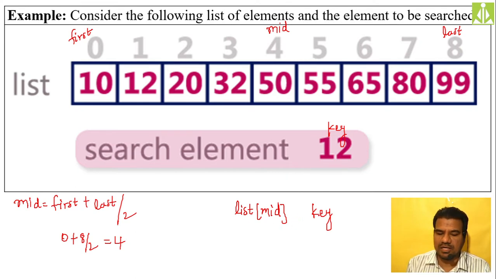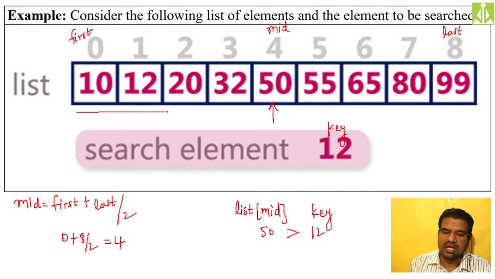We have to check whether key is greater or lesser than this list of mid. List of mid is 50 and key is 12. So key is lesser than the list of mid value. Immediately our focus will be on the first part, because this mid is dividing this list into 2, isn't it? The partition is at 50. So our focus will be only the first half of the list. We will not go with the second half.